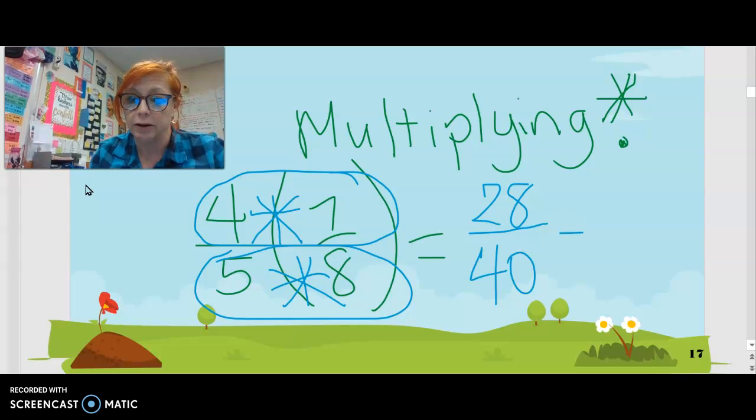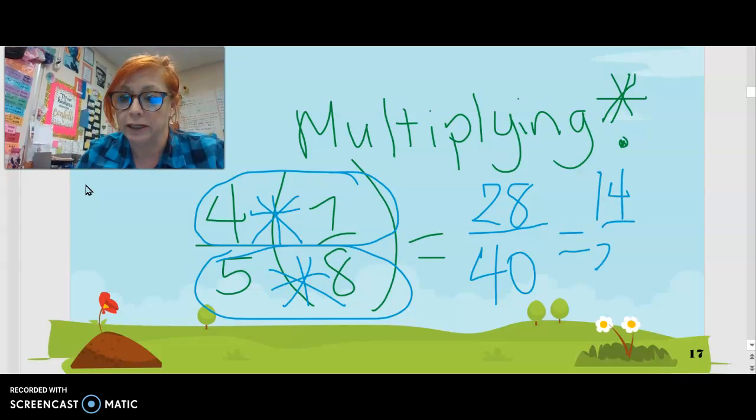That's all you'll have to do. Now, we do need to simplify this. Can anybody think of what we could divide both of these by? We could divide them both by 2, which would be 14 and 20. Could I do that again? Yes. And what would that be if I divided this by 2 and divide this by 2?